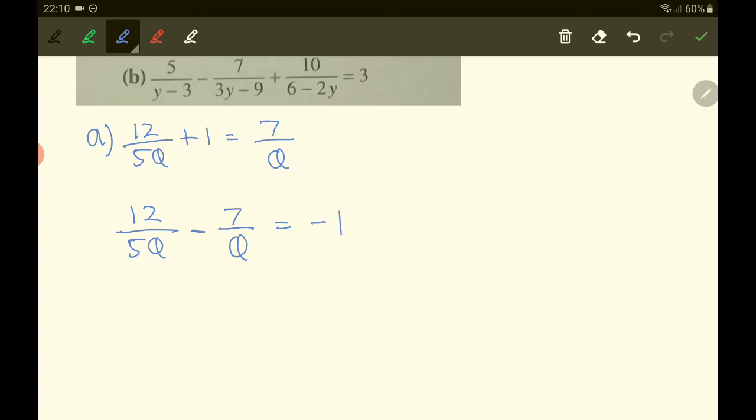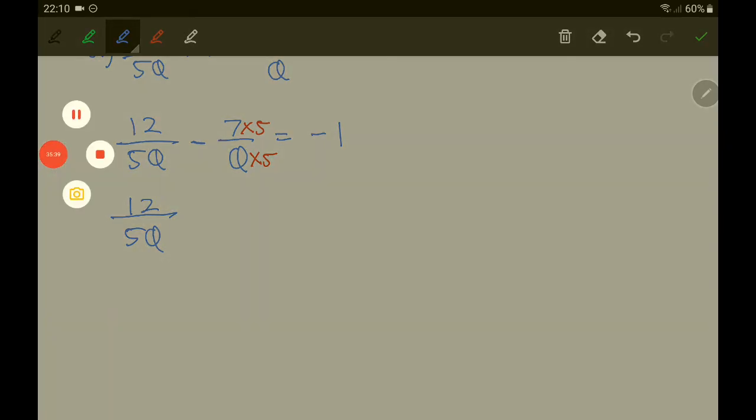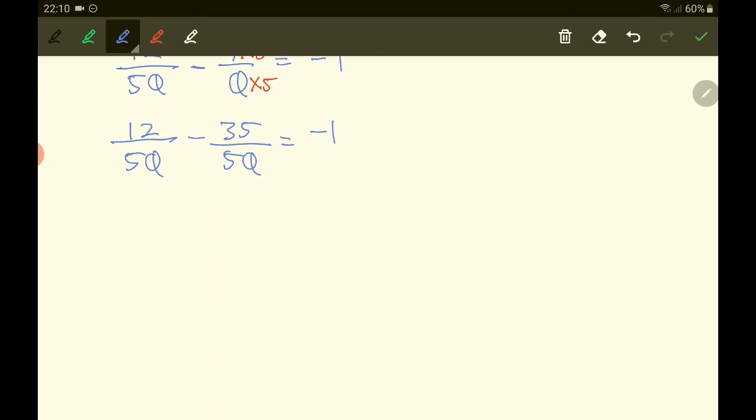Now we have this equation, and the next step is to make the denominator the same. So I can multiply q by 5 and also multiply 7 by 5, so it will not change the fraction itself. When we multiply it, we get 12 over 5q minus 7 times 5, which is 35, over 5q, equal to minus 1. Now the denominator is already the same, so we can make it only one.